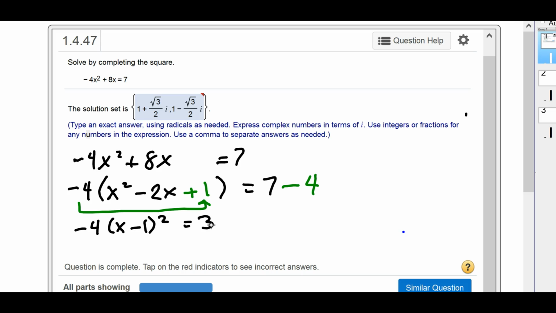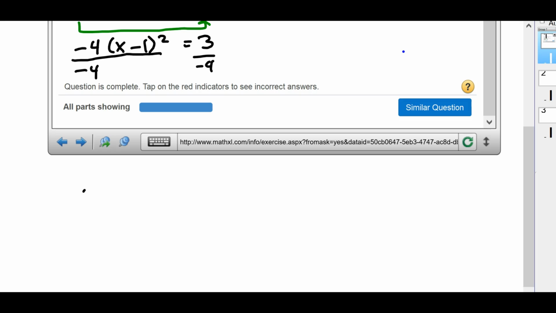Let's divide both sides by negative 4. So then we will have x minus 1 squared equals negative 3/4. Now we're going to use the square root principle. Take the square root of both sides. Don't forget to take plus or minus square root on the right side.